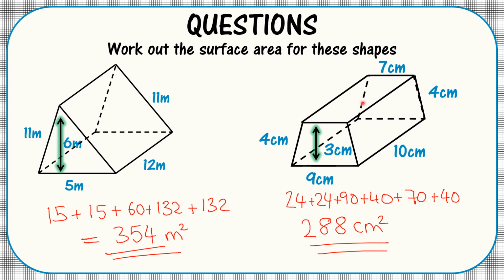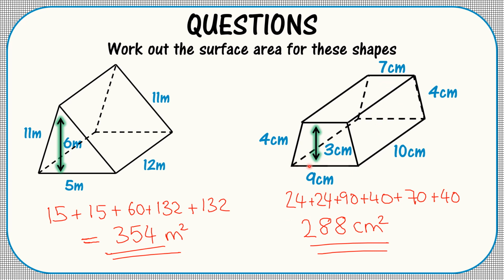This question on the right, we have a trapezium at the front, we have a trapezium at the back, and we have 4 rectangles. So to work out the area of this trapezium at the front, it will be 7 plus 9, which equals 16. 16 divided by 2 is equal to 8, and 8 times 3 is equal to 24. So the area of the front trapezium is 24. The area of the back trapezium will be the same.